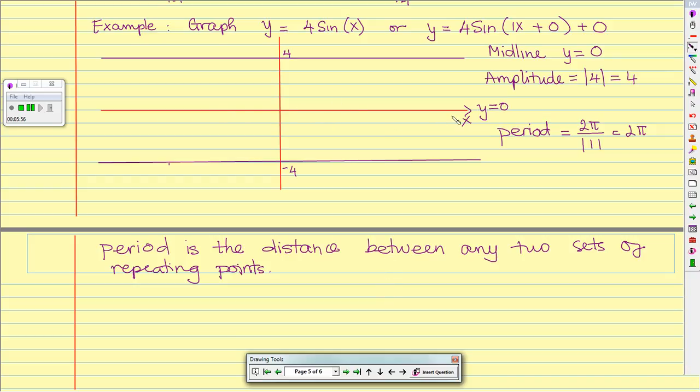So I'm going to go to my midline. Then I'm going to label 0 and then 2 pi. Next, I'm going to have to divide the period into 4 equal intervals. So make a note right here: divide the period into 4 equal intervals.